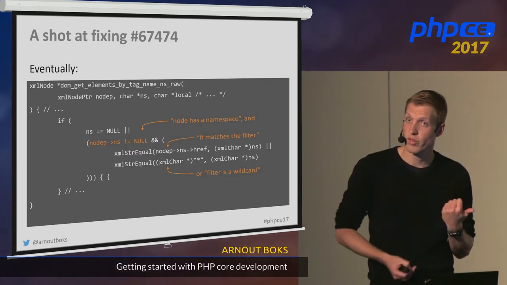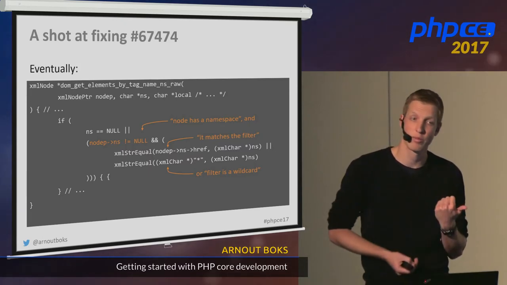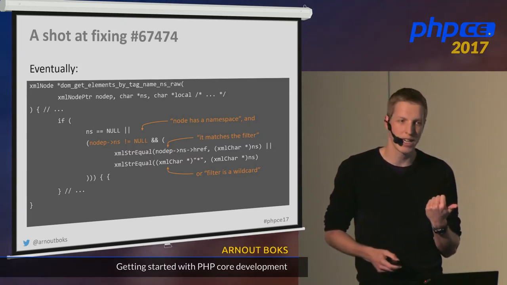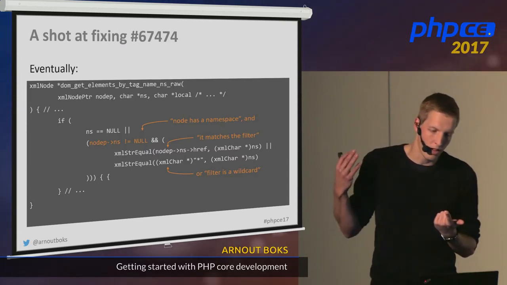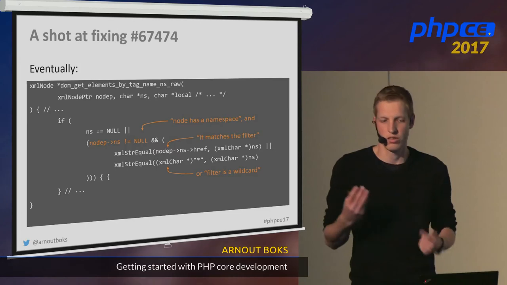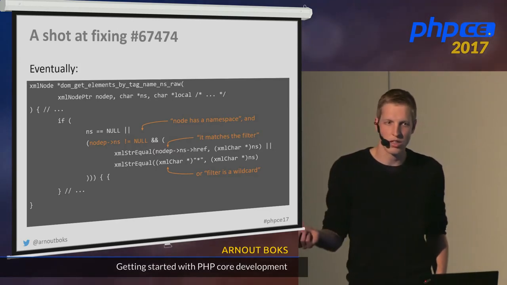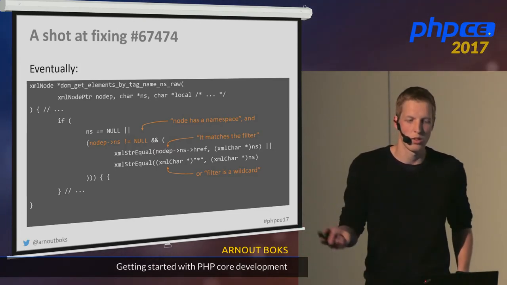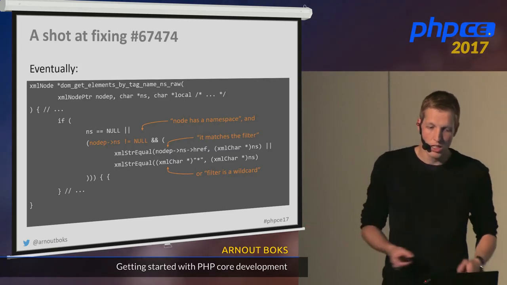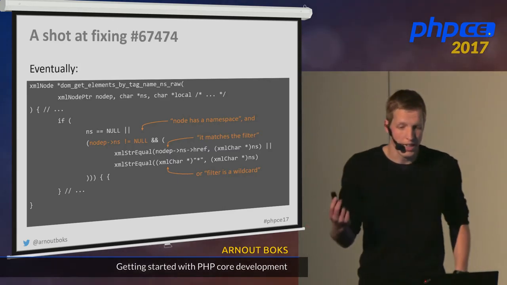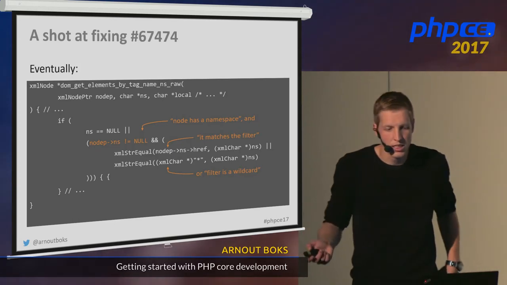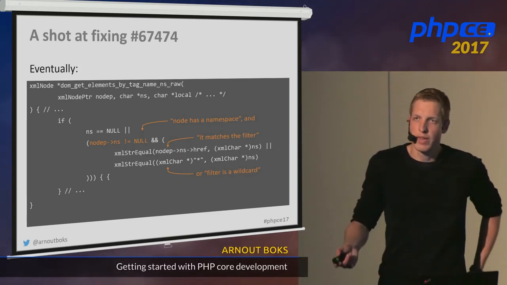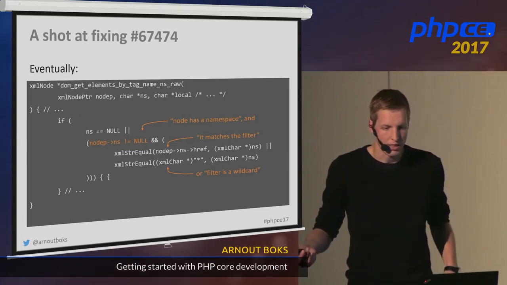Otherwise, we have to check whether the node we're trying to test actually has a namespace, and then either it should match the filter that we provided, so it should match the namespace that we provided to get elements by tag name ns, or we should have provided a wildcard filter to get elements by tag name ns. If you pass in a star there, it would return any element with a namespace. So what we're missing here is the case where the node has an empty namespace, has no namespace, and the filter namespace is also the empty namespace.